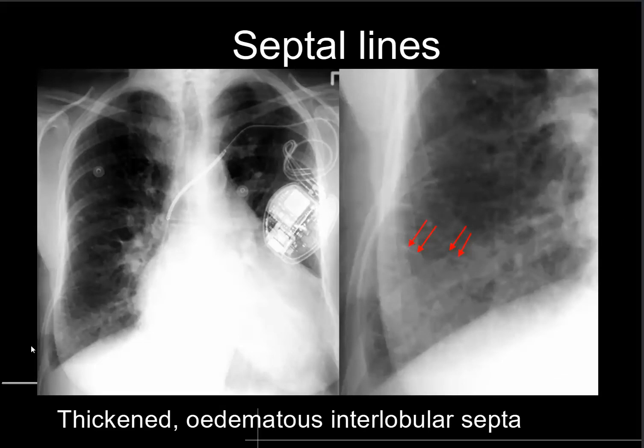Here we have another example of septal lines. They can be overlooked on a busy x-ray, you've got a pacemaker, but if you look carefully you see these horizontal septal lines, thickened edematous interlobular septa, or septi.